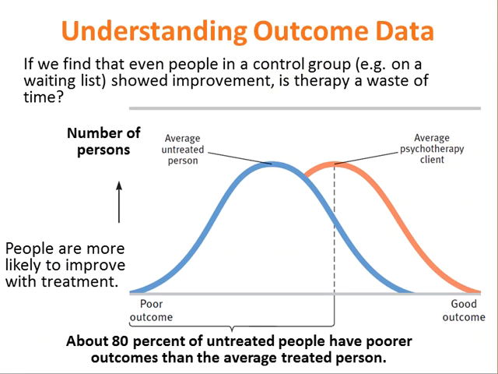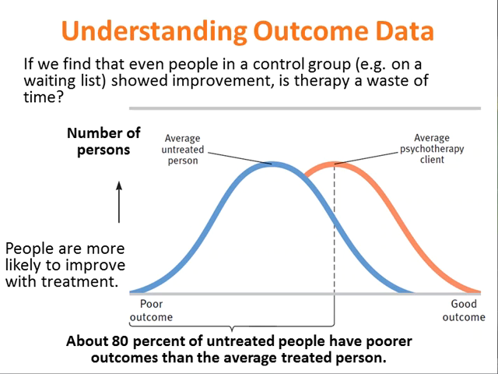Understanding outcome data. If we find that even people in a control group, for example on a waiting list, showed improvement, is therapy a waste of time? These two curves in this graph demonstrate the numbers behind individuals who receive treatment and those who do not receive treatment.